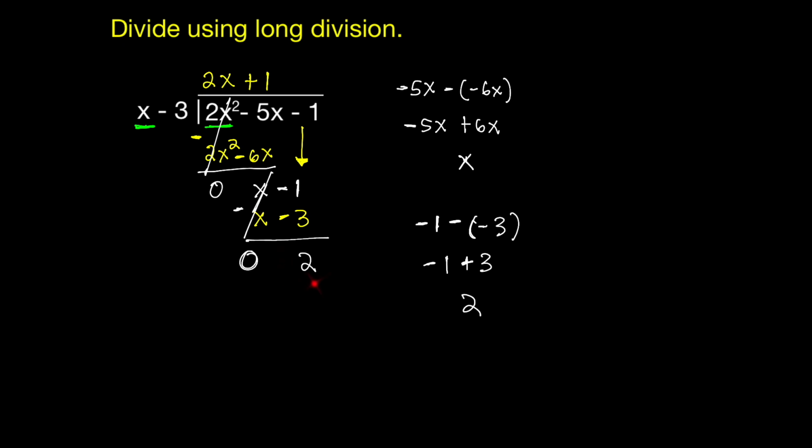Once you boil it down to a single constant, that's telling you that you're going to stop. This is going to be the remainder. So here my remainder is 2, and to write it down, I'm going to add 2 and then divide by the divisor, x minus 3. So the quotient, or my result, is going to be 2x plus 1 plus 2 over x minus 3.